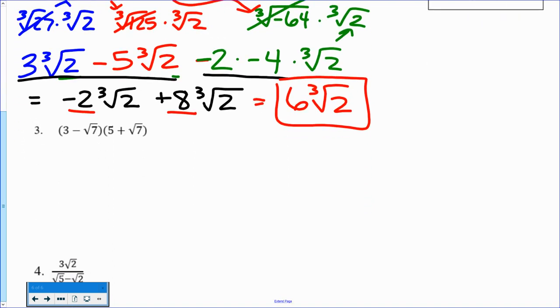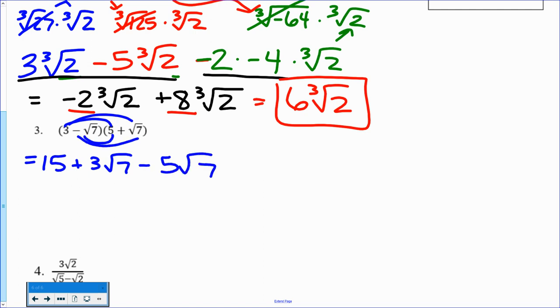Number 3, I'm distributing this. So I'm taking 3 times 5 would give me 15, plus 3 square roots of 7, minus 5 square roots of 7, minus the square root of 49. Make sure you multiply the 7 and the 7.